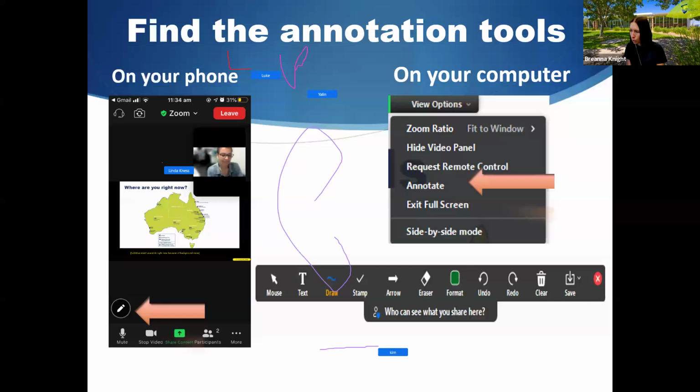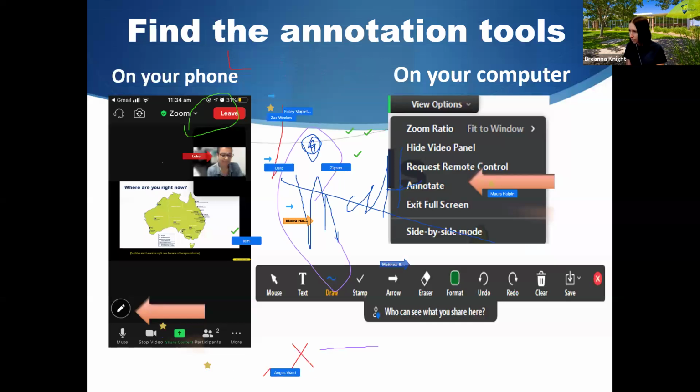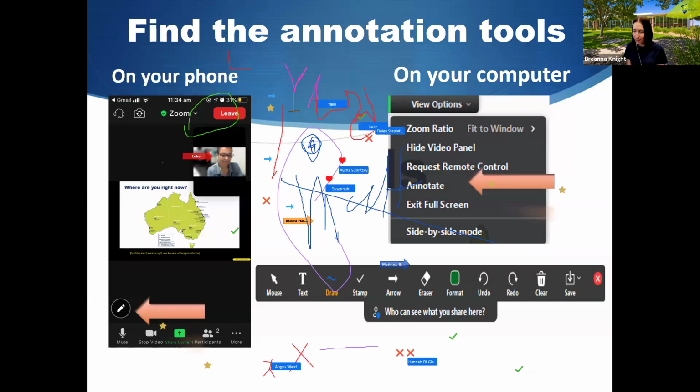Yep, some people are drawing. For this, there's a stamp option. It might be easier. Top tip. All right. I think we've got a handle on the annotate tool. This always gets a little bit wild.